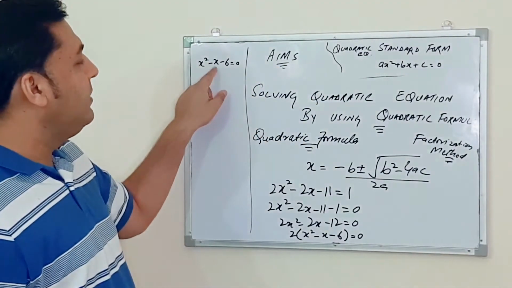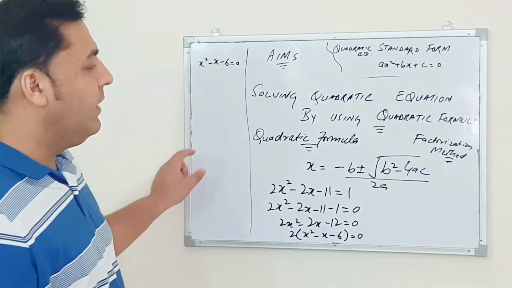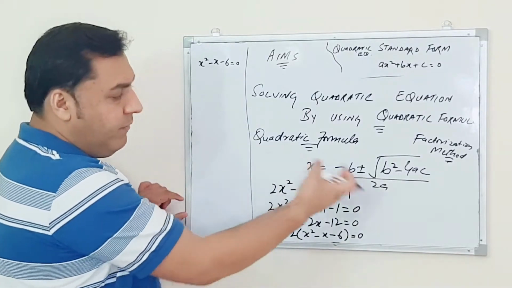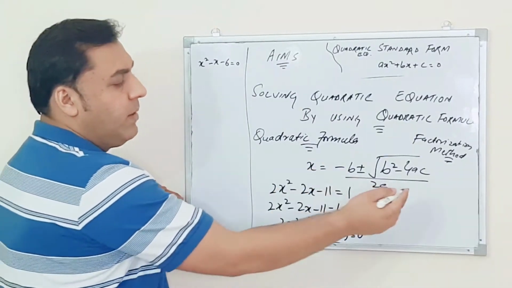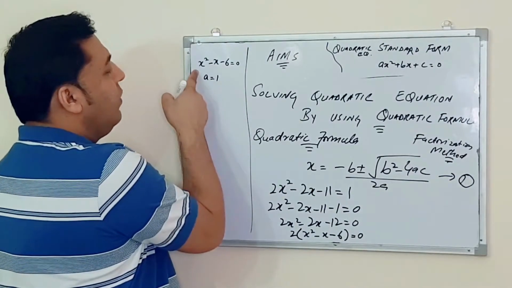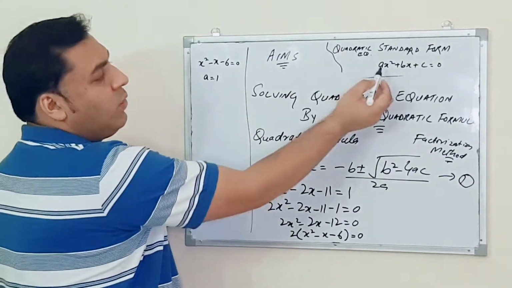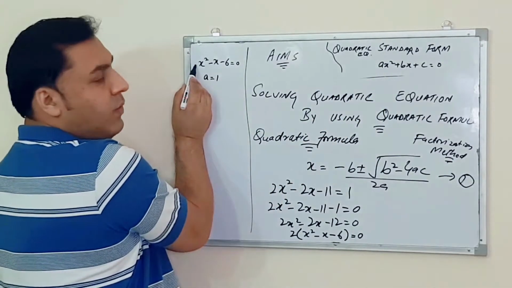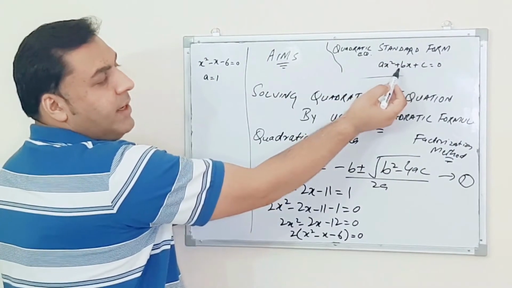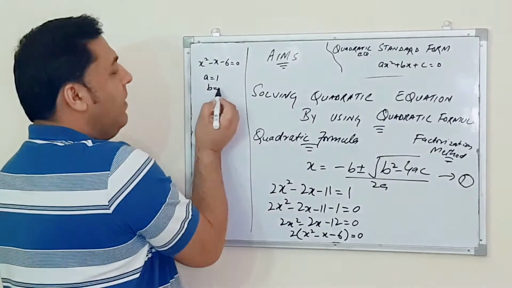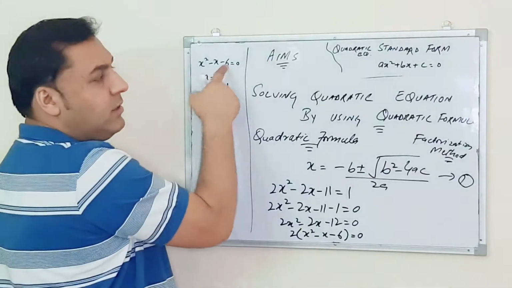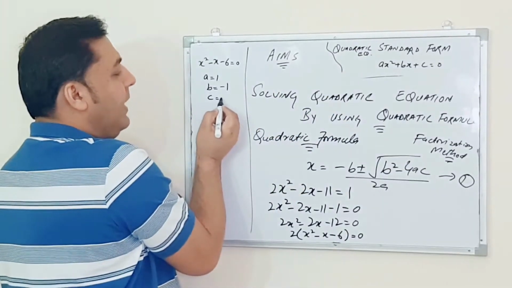ax square plus bx plus c equal to 0. Now we will identify what a, b, and c are, and we will put these values in the formula. Here a is equal to 1, because the coefficient of x square is a, and the coefficient of x square is 1. Here the coefficient of x is minus 1, and the coefficient of x is b, so b equal to minus 1. The constant term is minus 6, so c equal to minus 6.